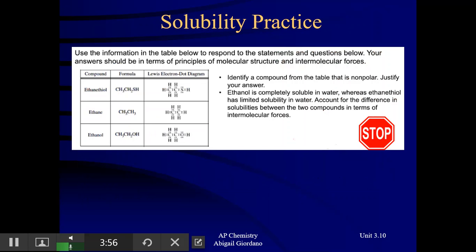So let's look at a sample problem here. I'm going to read it to you, and if you want to stop the video and try to answer it on your own, great. Otherwise, I'm going to talk through it. We've got a table of information here, and it says, use the information in the table below to respond to the statements and questions below. Your answers should be in terms of principles of molecular structure and intermolecular forces. The first statement says, identify a compound from the table that is nonpolar and justify your answer. Pause the video and see if you can figure that out. Not just which one is nonpolar, but how do you explain why?